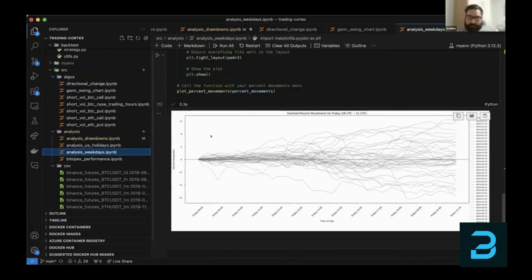Yes, please explain it. As Sven already explained, we do market analysis, and this is just an example. This graph indicates the price movement on Fridays from 8 UTC to 21 UTC to see if there are any patterns on Friday. If we see any patterns with our eyes, we would do further analysis.